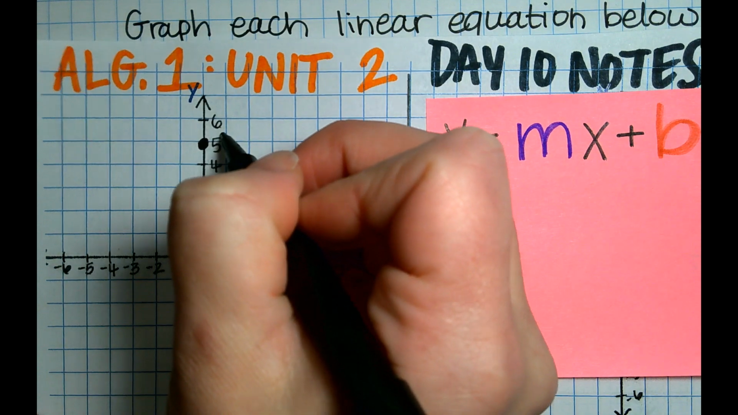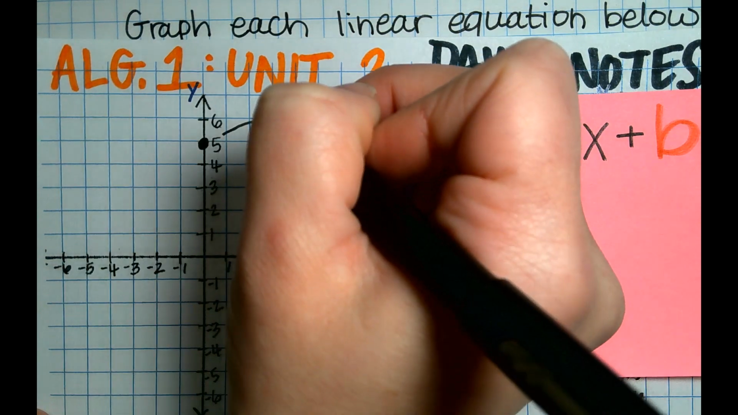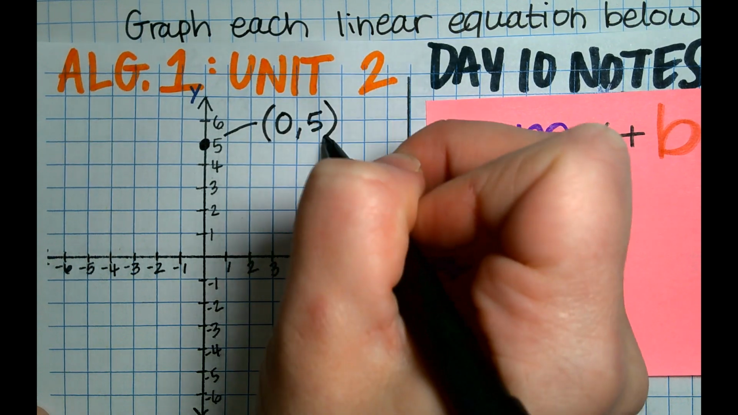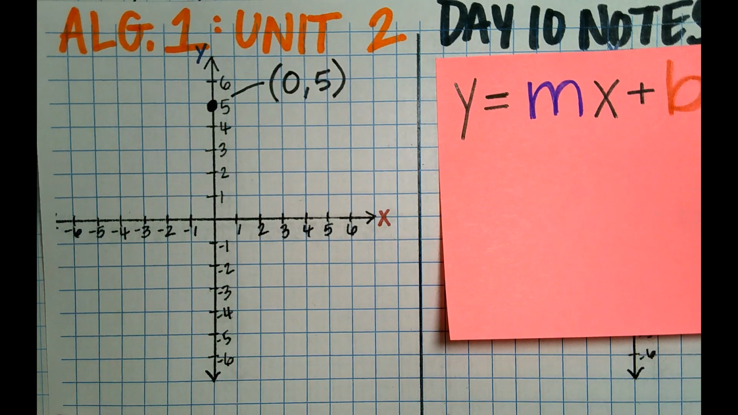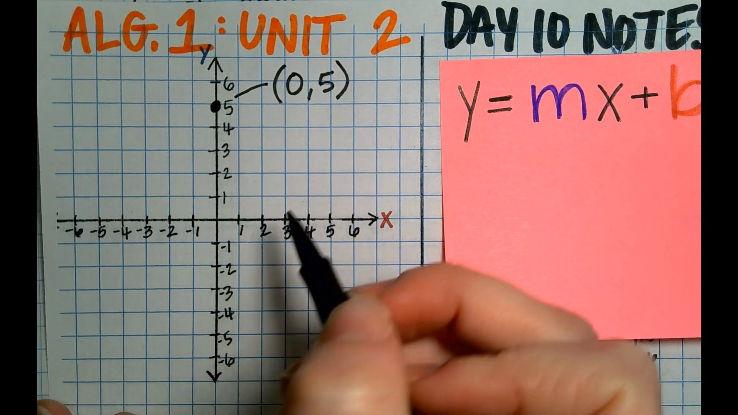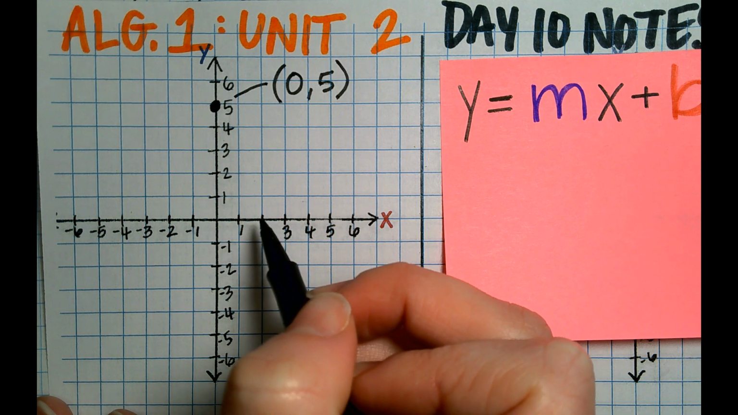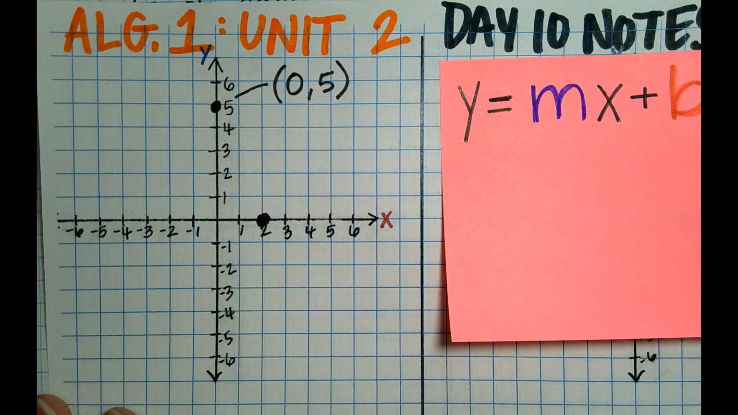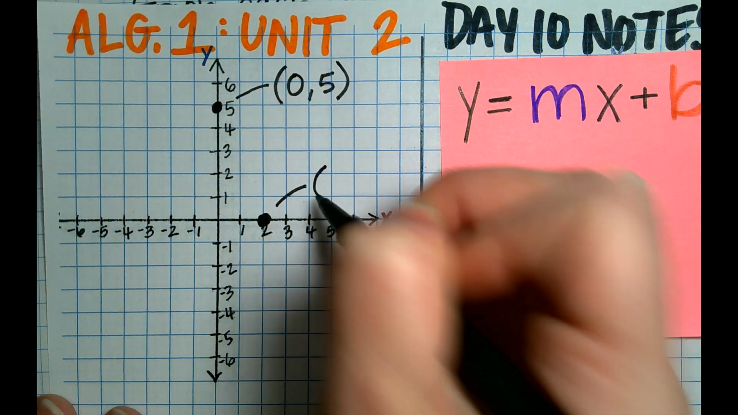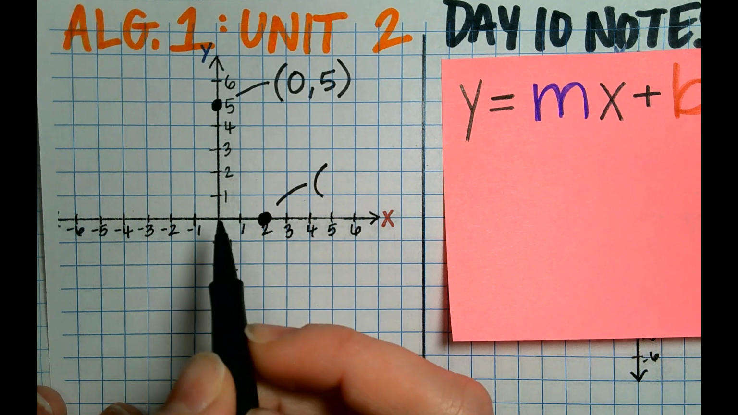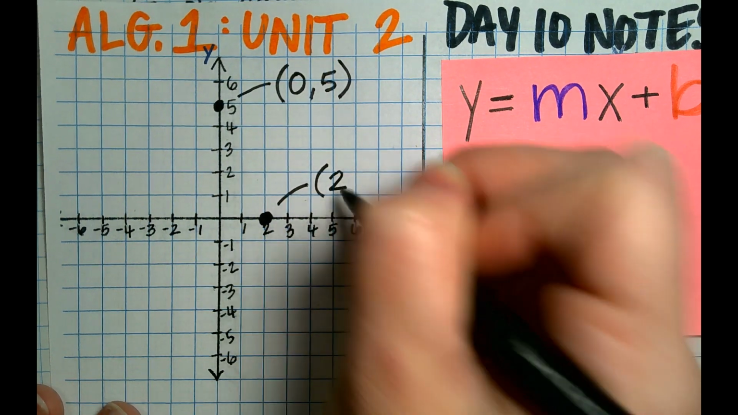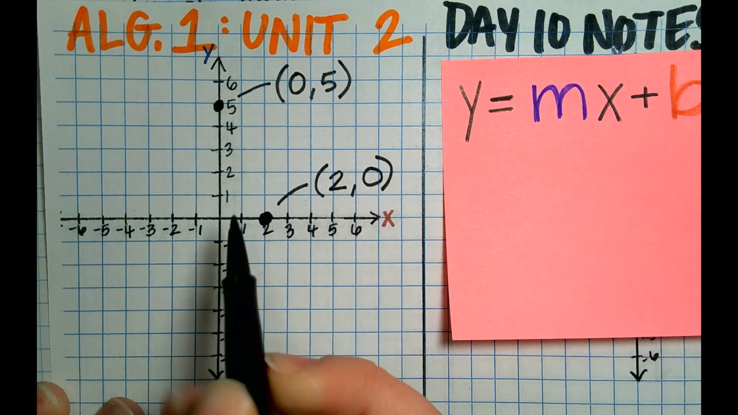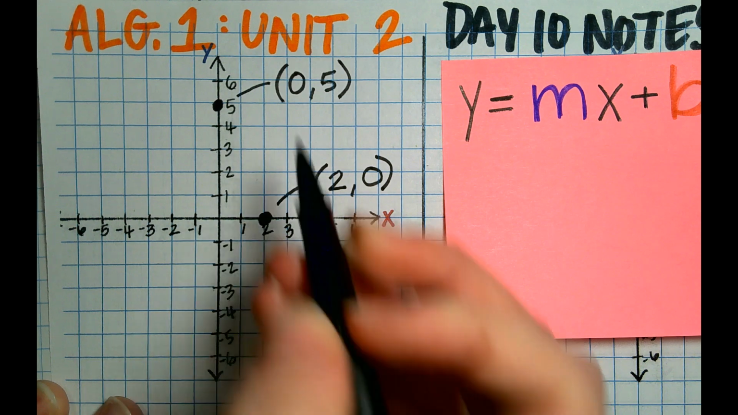What would this coordinate be? 0 for my x. Good. 5 is my y. And next, I'm going to make a point right here on the x-axis at positive 2. Now, what would this coordinate be? 2, 0. Yes, 2 is my x, and since we're not going up or down, my y is 0. If I line up with the y-axis, it lands at 0.